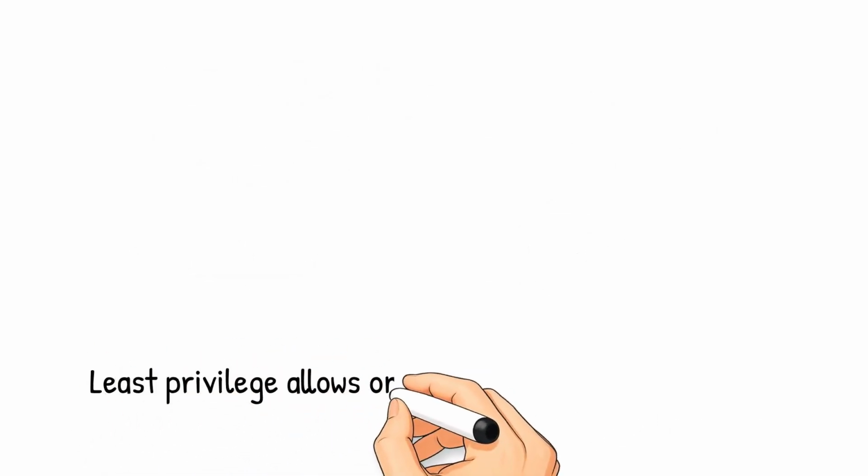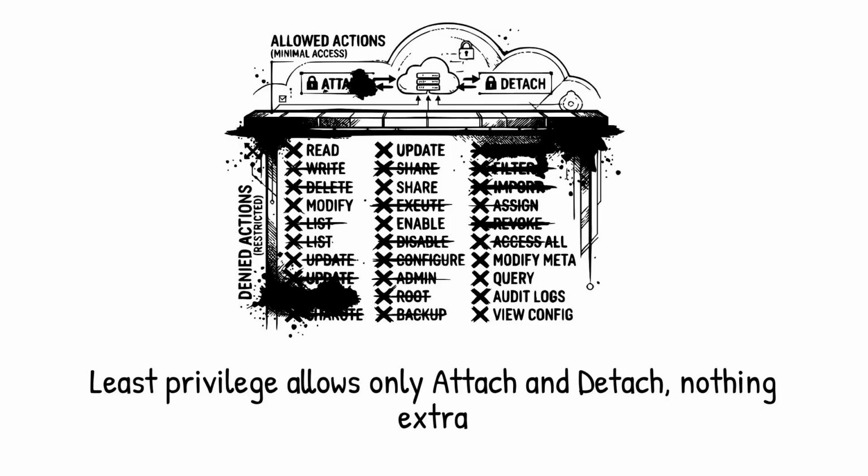2. Least privilege. AWS least privilege is a security rule. It means giving users, apps, and roles only the exact permissions they need to do their work, and nothing extra. In this scenario, we permit only two necessary API actions, attach and detach, while blocking everything else.